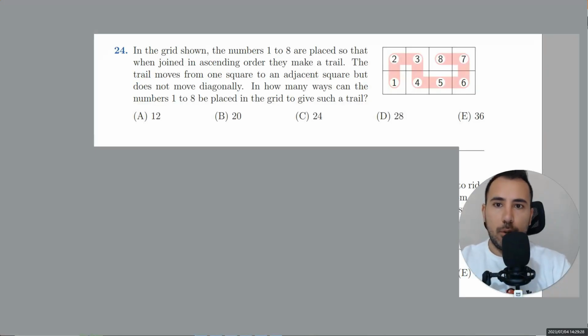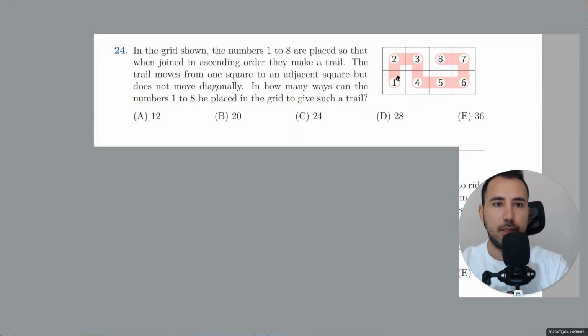In the grid shown, the numbers 1 to 8 are placed so that when joined in ascending order, they make a trail. Okay, so what does ascending order mean? It's easy, like 1, 2, 3, 4, 5. You can't go 1, 5, 6, 8, 2, right? One by one. The trail moves from one square to an adjacent square. Adjacent, if you're a non-native speaker, means a neighbor.